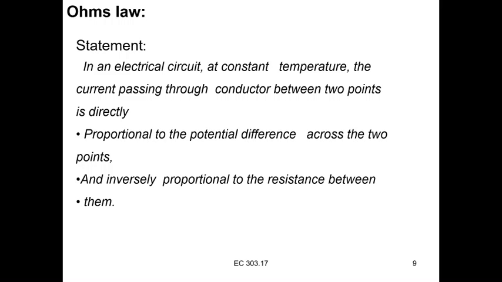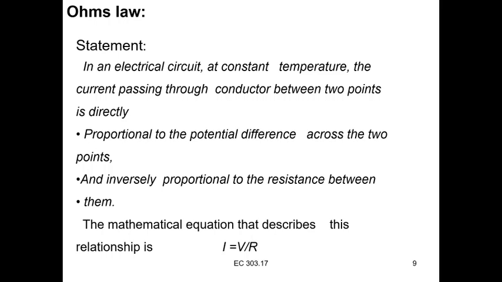So this is about the branch elements and loops, measure, junctions, nodes. Now I am going to discuss Ohm's law. In an electrical circuit at constant temperature, the current passing through the conductor between 2 points is directly proportional to the potential difference across the 2 points and inversely proportional to the resistance between them. That is, the mathematical equation that describes it is I is equal to V by R.